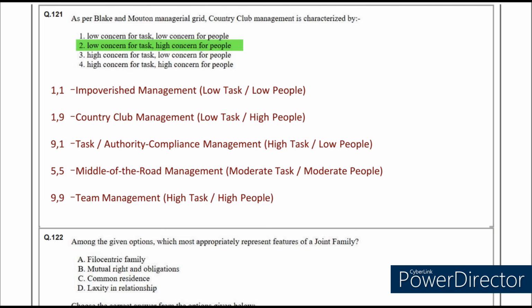So there are other leadership styles also. You can go through them: 1,1; 1,9 and 9,1, that is high task for low people; 5,5 that is moderate task for moderate people; and 9,9 is nothing but high task, high people.